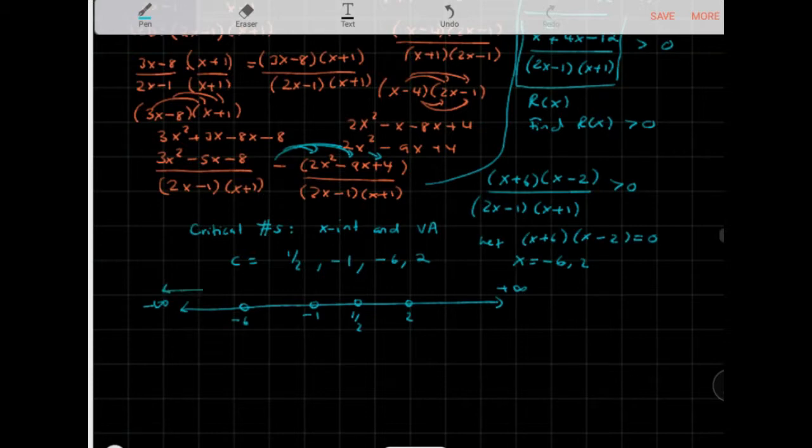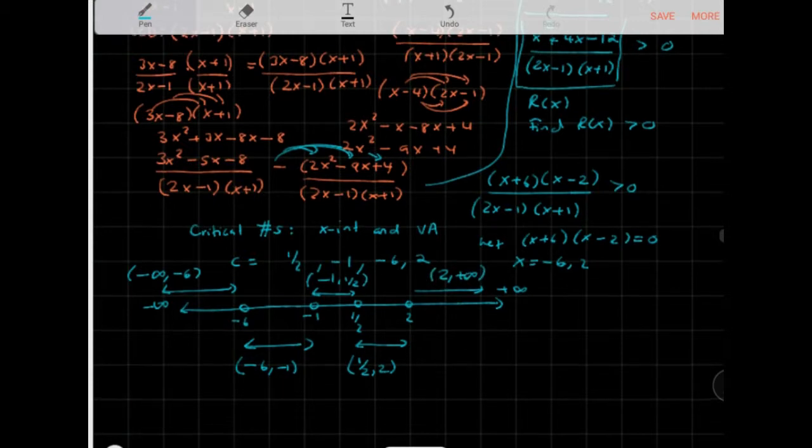So this interval here is negative infinity and negative 6. This interval here is negative 6 and negative 1. This interval here is negative 1 and 1/2. This interval here is 1/2 and 2. And this interval here is 2 and positive infinity. Okay, so those are our intervals.